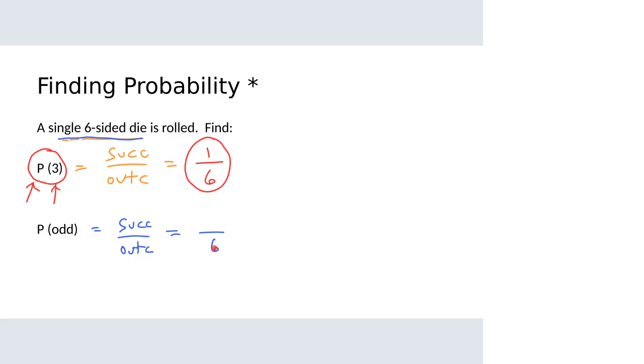Off the top of your head, you may say, well, that's 1, 3, and 5. That's easy enough. You may want to list out the sample space here and say, okay, here's the sample space. That's an odd number, that's an odd number, that's an odd number. So those are all 3 ways to get an odd number. So I have 3 different successes here and 6 outcomes. So the probability is 3 out of 6.